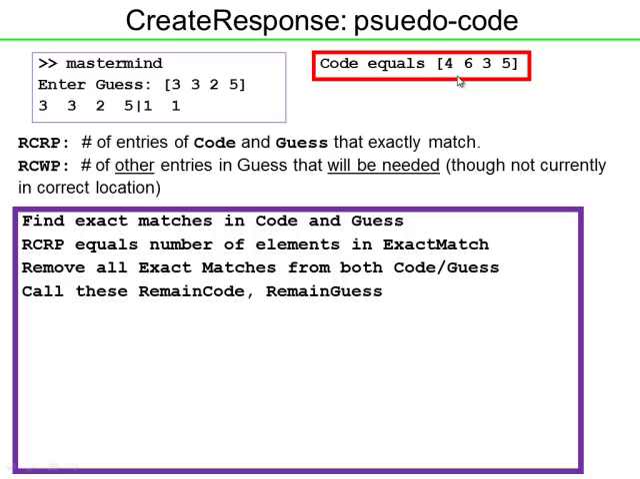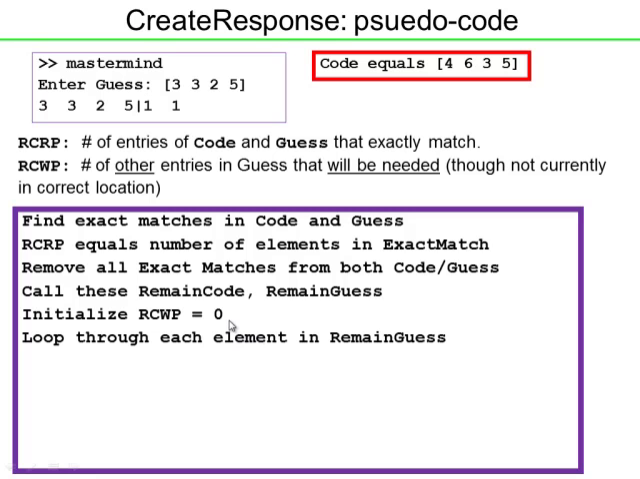So we'll call these remaining things remainCode and remainGuess. Now I'll initialize the right color, wrong place value to 0. I haven't found any yet. And now I'll loop through each element in the remaining guess.